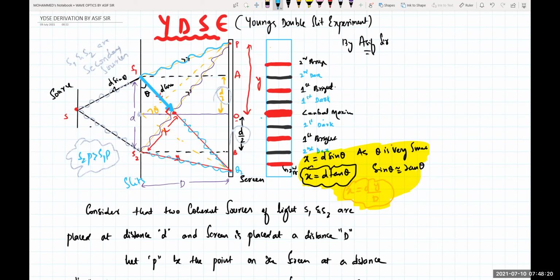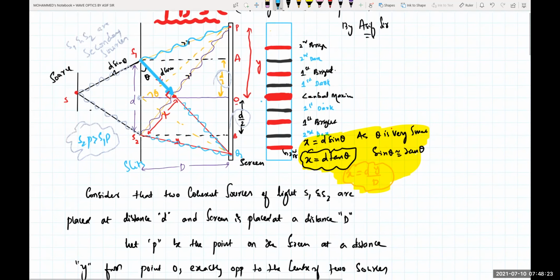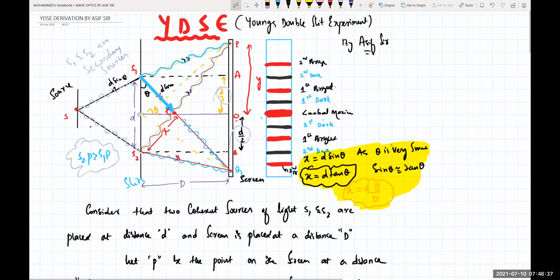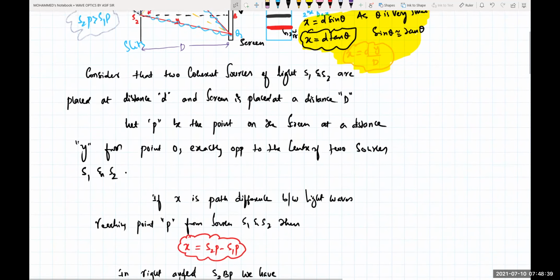The distance between the sources S1 and S2 is small d. So consider two coherent sources of light, S1 and S2, placed at a distance d, and the screen placed at a distance capital D. Let P be the point on the screen at a distance Y from the point O, exactly opposite to the center of the two sources S1 and S2.